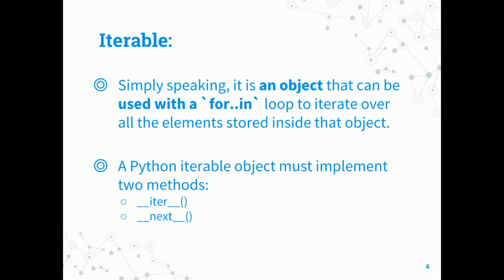This point highlights something that we are already familiar with from the last slide. So all objects that can be used with a for loop are iterables. Now let's take a look at the second point. The second point says that a Python iterable object must implement two methods, __iter__ and __next__. And note that these iter and next are followed with two underscores at the front and at the back. Okay, so in order to qualify as an iterable for Python, the __iter__ and the __next__ methods must be implemented.